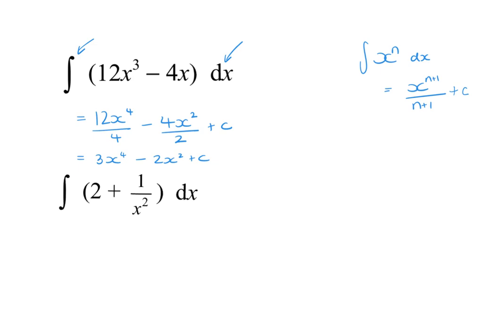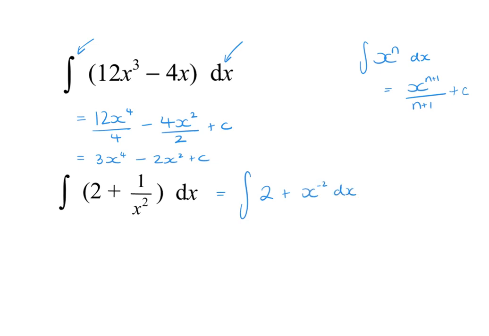Now my next example is a little bit more tricky. So I'm going to have to start by rewriting my integral. And I'm going to use my negative powers to rewrite 1 over x squared. So I'm going to rewrite this as x to the minus 2.